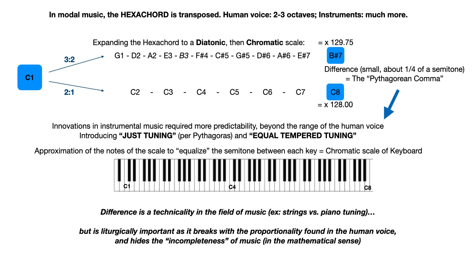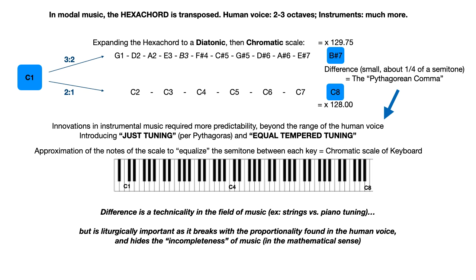In modal music, the hexachord was transposed. We do do, re, mi, fa, sol, la, and then at the la we say, oh, that's our do now. We start again from la, and that becomes our do. And for the human voice, that worked quite well, because the human voice has a limitation of about 2 to 3 octaves, all humans together. But instruments have a much broader range. So it was necessary to expand that scale.